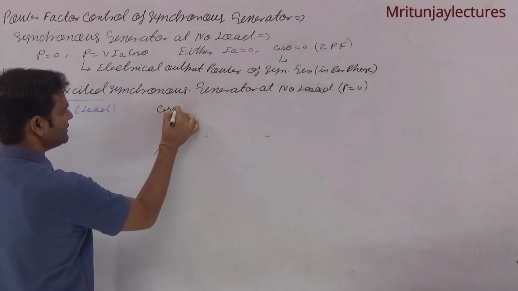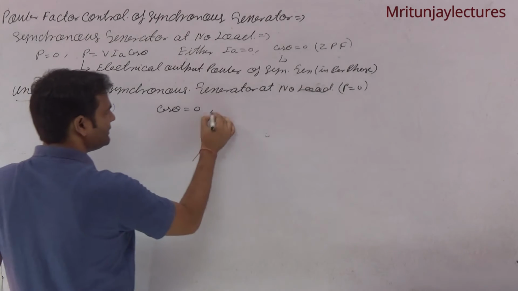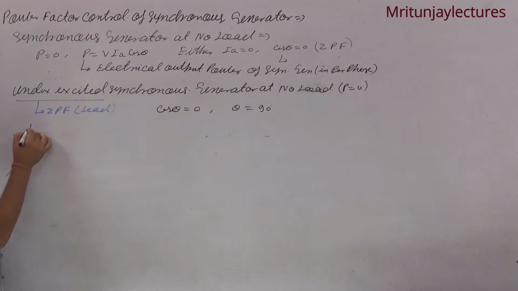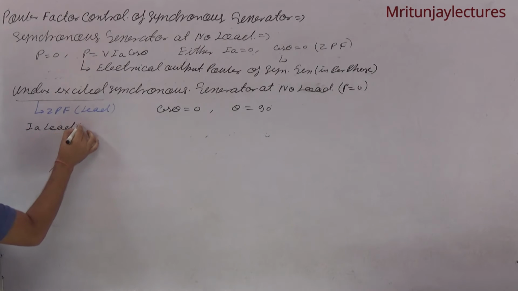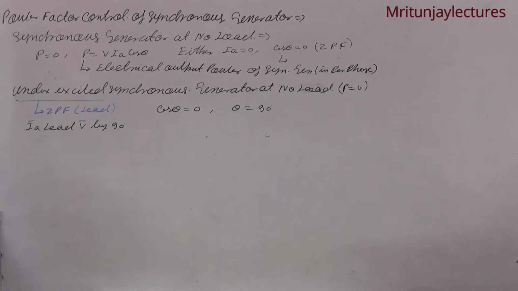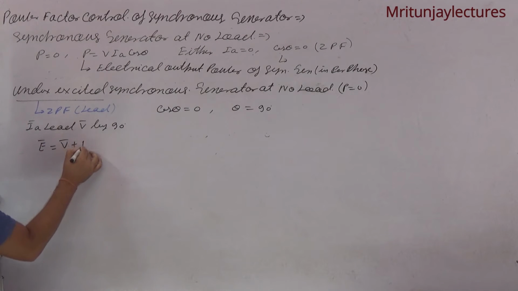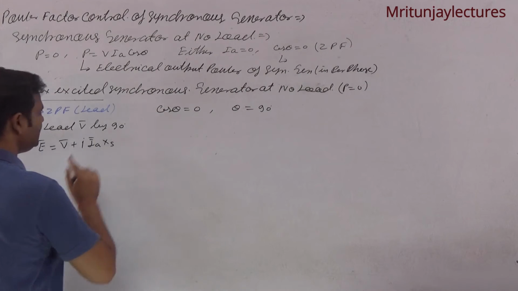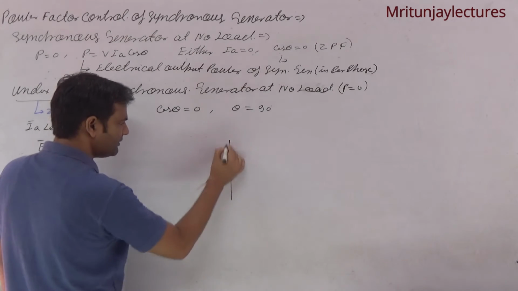what about cos theta? Cos theta this be equal to 0 and theta this be equal to 90 degree means I A lead. You can say that I A lead V by how much angle? 90 degree. Clear? I A lead corresponding to V by 90 degree. And you know that E this be equal to V plus J I A into X S. So how to make it? I A lead V by 90 degree.